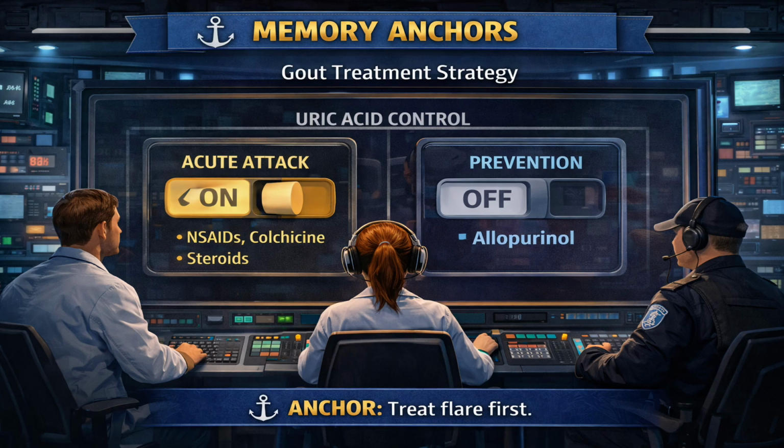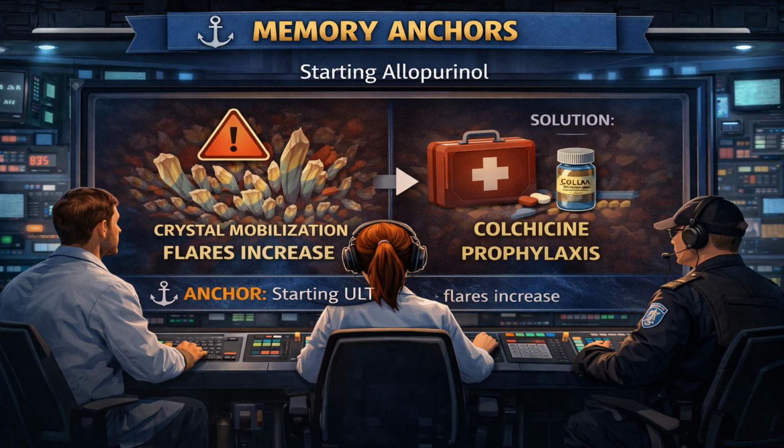Gout treatment has two phases. First, treat the acute flare with NSAIDs, colchicine, or steroids, and only after the flare is controlled do we start urate-lowering therapy like allopurinol. So you want to treat the flare first. Starting urate-lowering therapy can actually trigger gout flares at first. That's because the uric acid crystals begin to mobilize, so we need to protect the patient by giving colchicine prophylaxis.